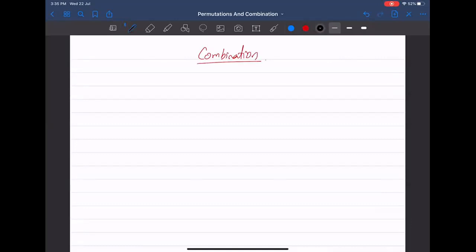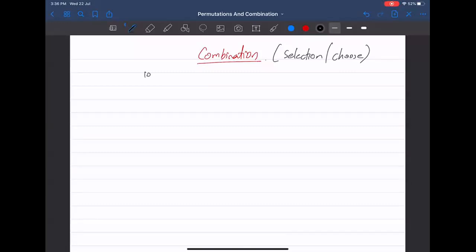Okay, now what is the difference between permutation and combination? First of all, you understand combination means just selecting, just choosing. Okay, for example, you want to make a committee of 4 people out of given 10 people. You selected 4 people, but after that you did not arrange them.